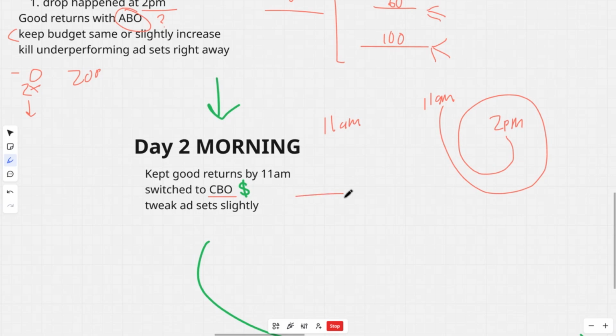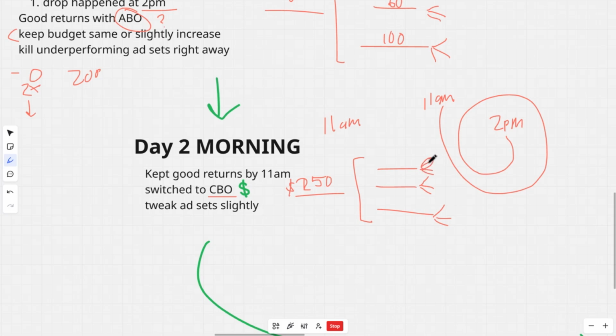So CBO is, if this is our setup like this, again with the 3 ads in each of these ad sets, instead of saying 60, 80, 100, I'm just going to say that this is 250. And this will get spread out into the best performing ad sets. So this is our budget. It'll get spread out into the best ones.